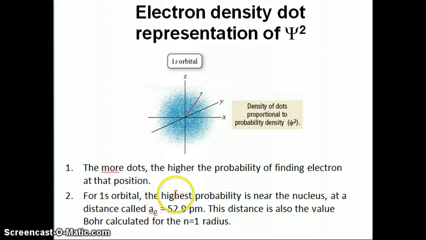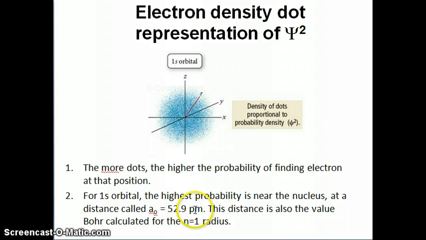Okay? And in fact, for the 1s orbital, you can calculate that the highest probability of finding the electron is near the nucleus, not at the nucleus, but near the nucleus. And the distance where you can most likely find the electron is called a naught. This is the symbol. And it's actually calculated to be 52.9 picometers. This has been verified experimentally.